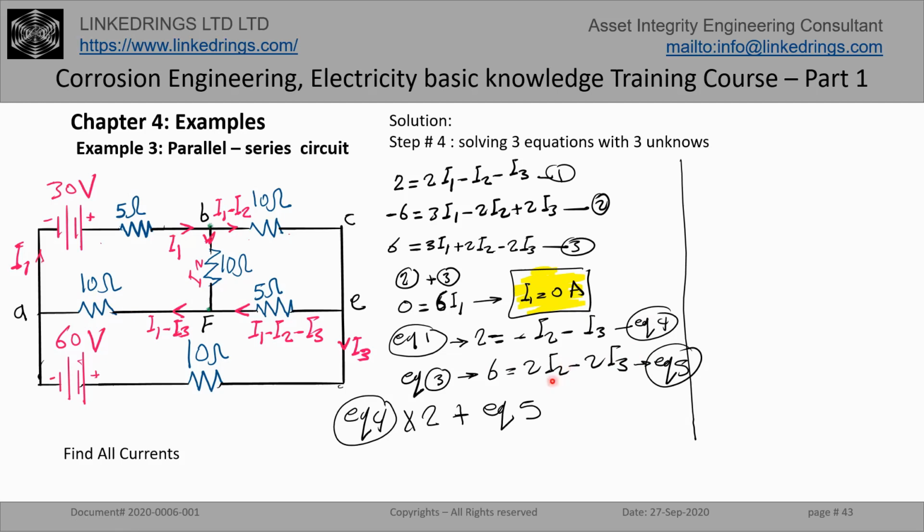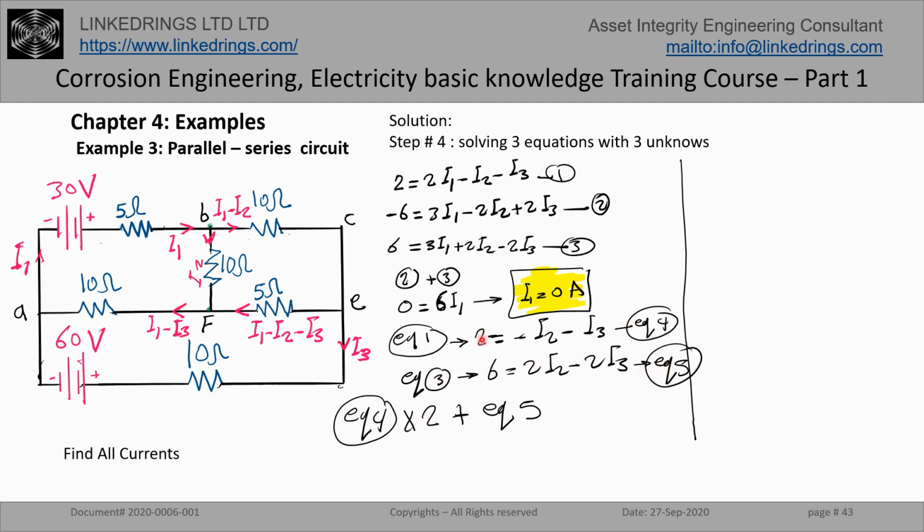So how can we solve them together? What if we multiply equation 4 by 2, and then sum it to equation 5? Why am I saying this? Because this is minus I2, this is plus I2, minus I2, and this is plus 2I2. So if I multiply equation number 4 by 2 and sum it to equation number 5, they will delete each other, the I2. Then I have only I3, and I can find the value of I3. So equation number 4 times 2 plus equation number 5.